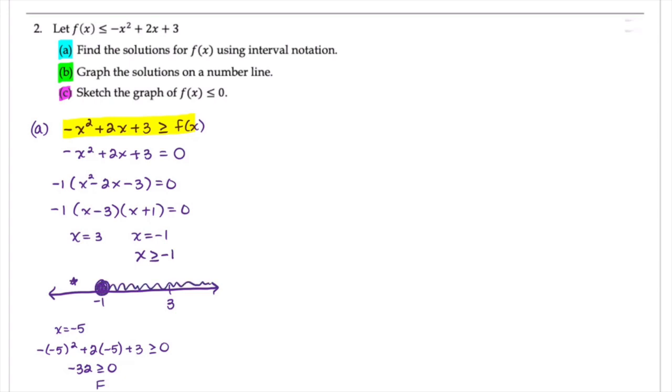All right, so let's test out what happens at 3. So I'll pick a number in here. I'll choose 0. And I get 3 is greater than or equal to 0, which is true, which means that my solution lies somewhere in there. My solution is the intersection, the double squiggle.